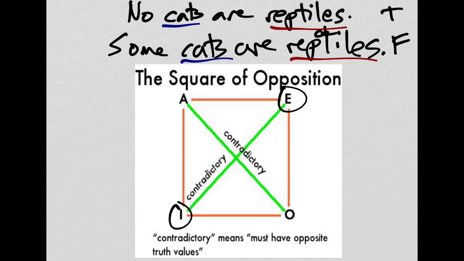But the thing to emphasize is that for our purposes, you just need to focus on the fact that A and O statements have to have opposite truth values, and E and I statements have to have opposite truth values, again, when the subject and predicate terms are the same from one to the other. But we'll look at the other aspects of this here in the next video.